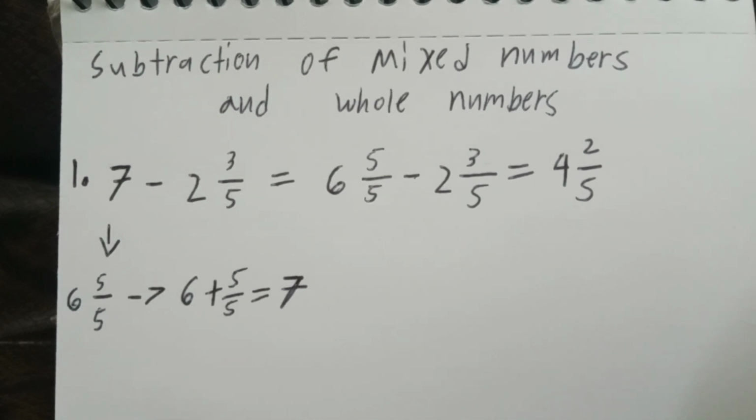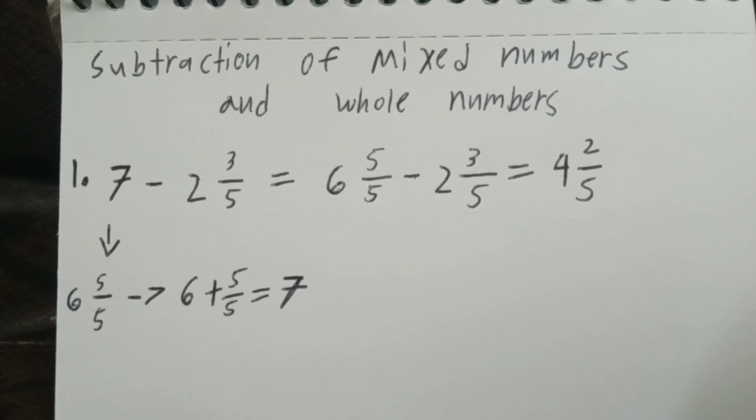We are not changing the value of the number 7. We just regrouped it and rewrote it so that it could be a mixed number, where we have a whole number and a fraction. And that fractional part equals one whole. Now again, I chose 6 and 5 over 5 because of the denominator that 2 and 3 over 5 has, so that they would have a common denominator. Now that they have a common denominator, we can line them up together and start to subtract.